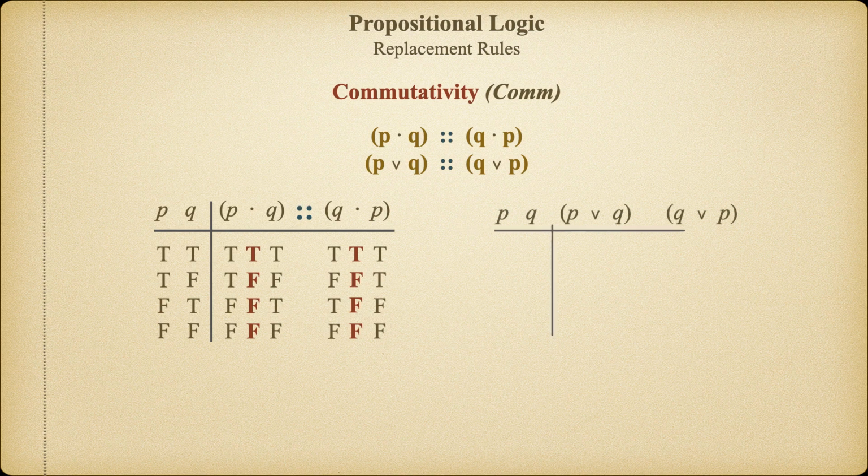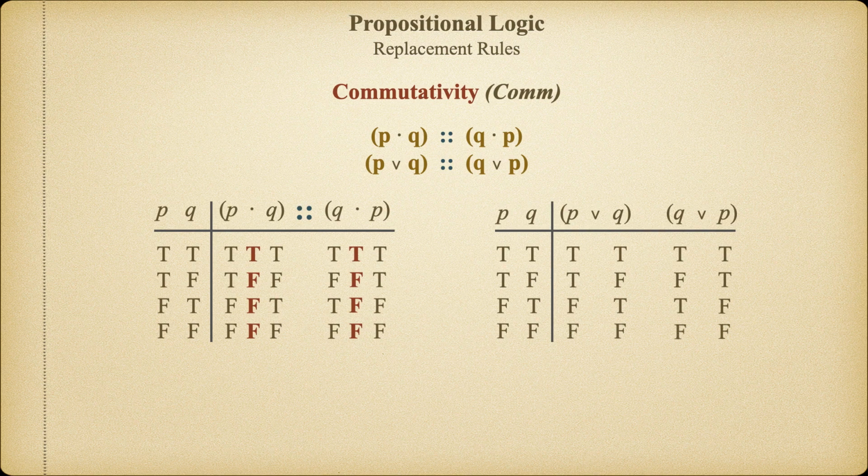Now let's take a look at the disjunctive commutation. First, we set up the truth table and fill in all the possible truth values for each proposition in each of the four possible logical worlds. We know that a disjunction will be true whenever at least one of the disjuncts is true. And when we compute the truth functions of each of the propositions in each world, we find that they have identical truth values. So commutativity holds for both conjunctive and disjunctive propositions. Now, let's look at a simple application of the rule of commutation.